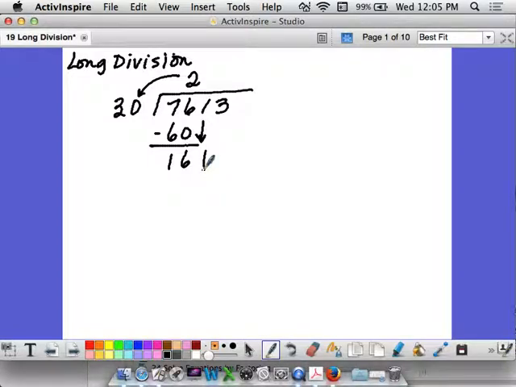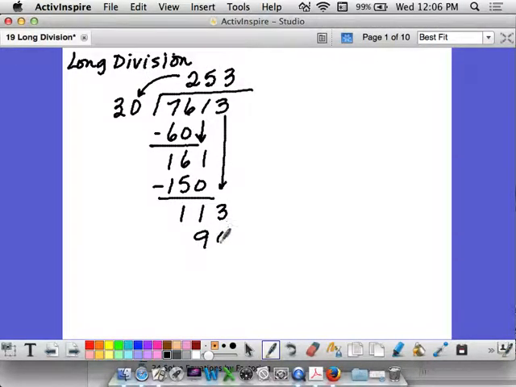Then you start over. 30 will go into 161 5 times. 5 times 30 is 150. Draw the line and change the sign and subtract. So when you subtract, you have 11. And then you're going to bring down that last digit, 3. Start over. 30 will go into 113 3 times. 3 times 30 is 90. Draw the line, change the sign, and subtract. So 3, and then 11 minus 9 is 2. So I have this remainder of 23.